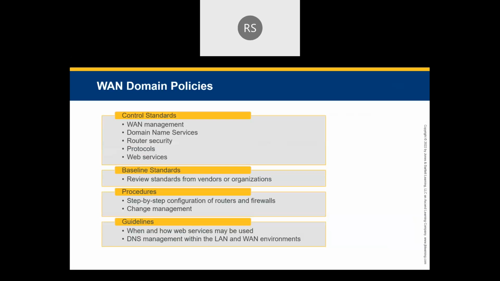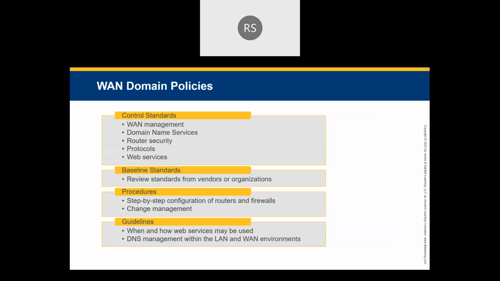Now, the procedures within the WAN domain outline the step-by-step instructions for configuring and managing WAN devices, such as your routers and your firewalls. These procedures cover aspects like the configuration of routing protocols, firewall rules, and VPN connections. Also, procedures for change management ensure that any changes made to the WAN infrastructure are properly planned, documented, and tested to minimize disruptions and security risks.